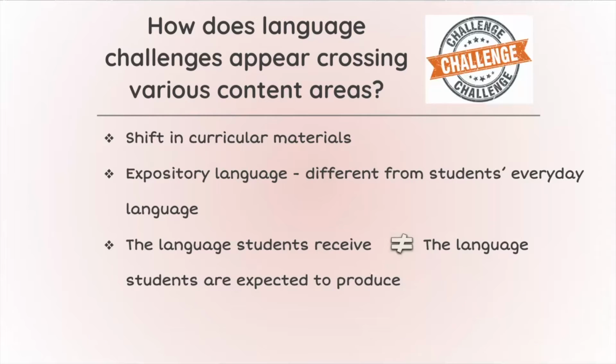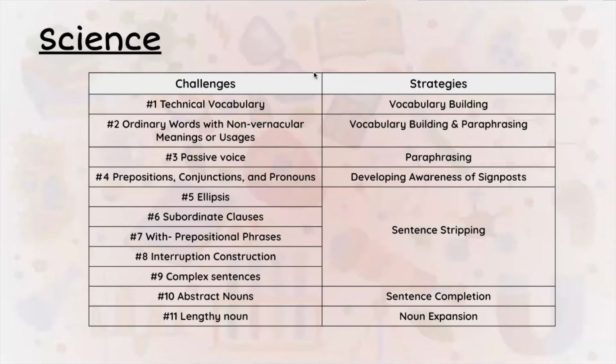And also, the language the students receive from their teacher is different from the language students are expected to produce. This kind of disconnect will result in a challenge, a trouble spot for students to successfully produce, learn, and comprehend the language their teachers expected them to. And then let's move on to the first part, science.